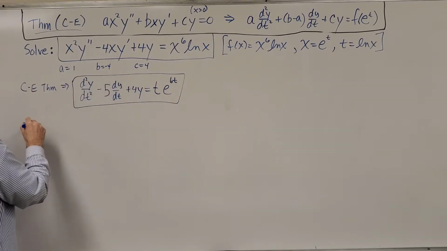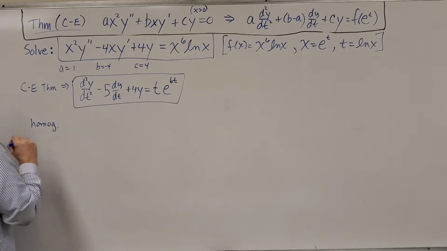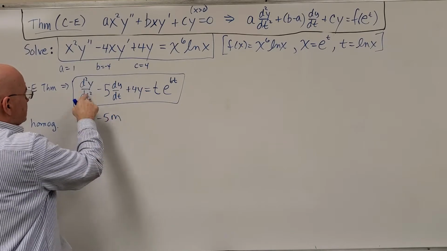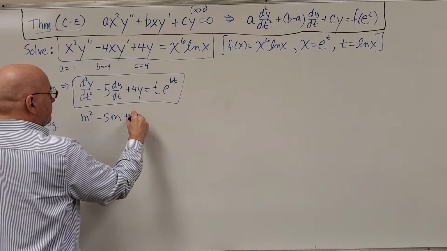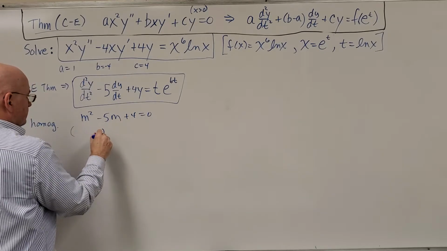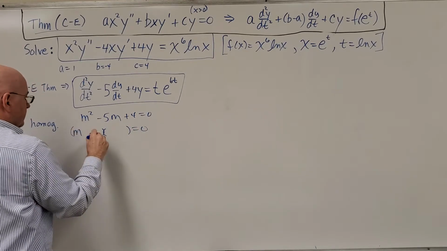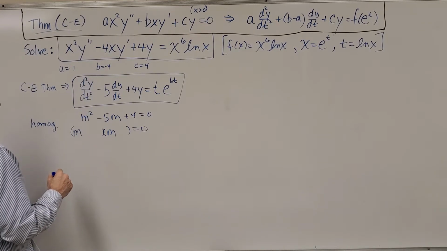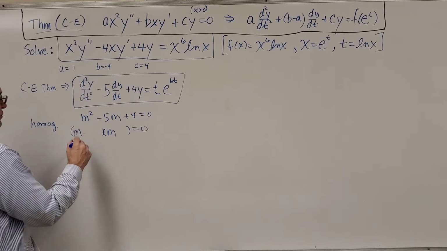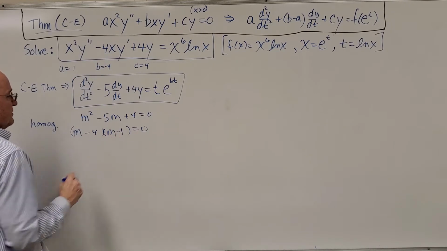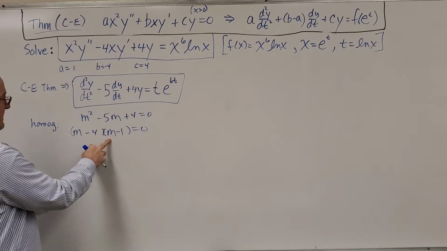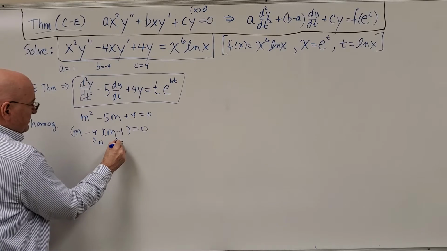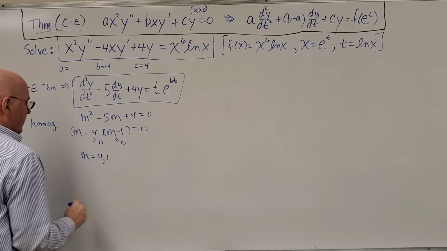And as usual, the first thing we do is the homogeneous, which is going to be take the characteristic equation, m squared minus 5m plus 4 equals 0. So we have two negatives. So I'm going to have minus 4 and a minus 1. Took me a while there. -1 times -4 gives us that, and -1 plus -4 gives us that one. So setting those equal to 0 gives us m equals 4 and 1.